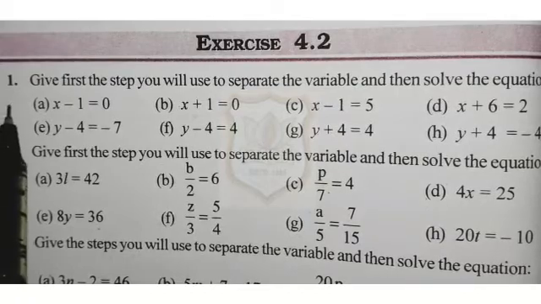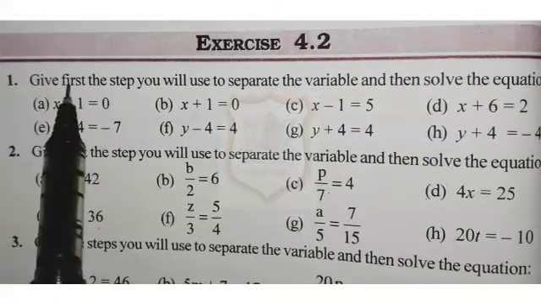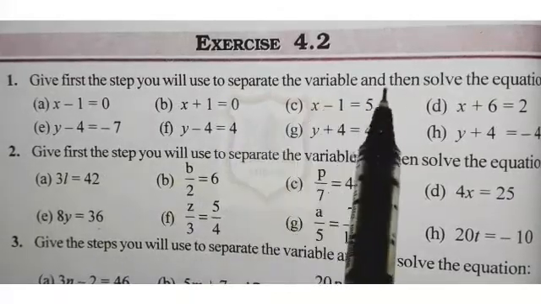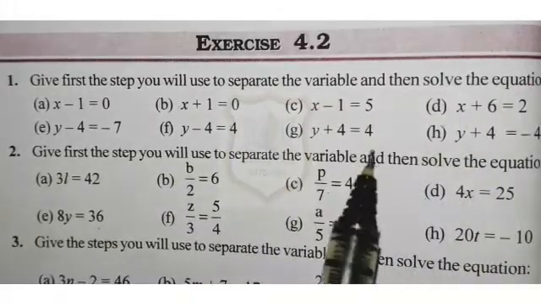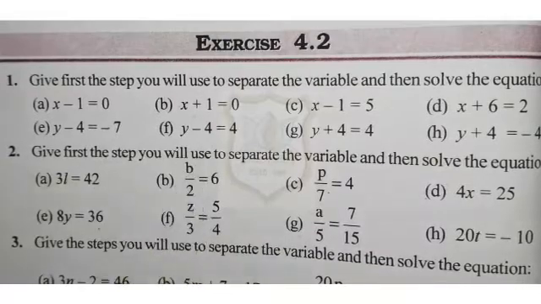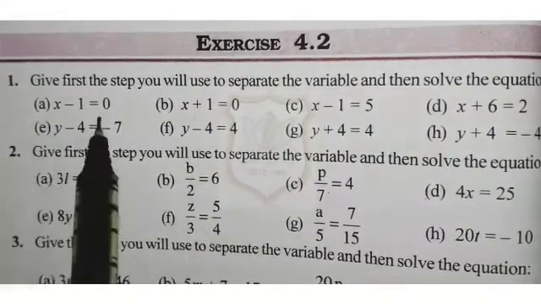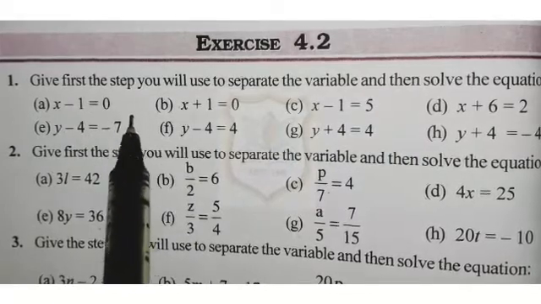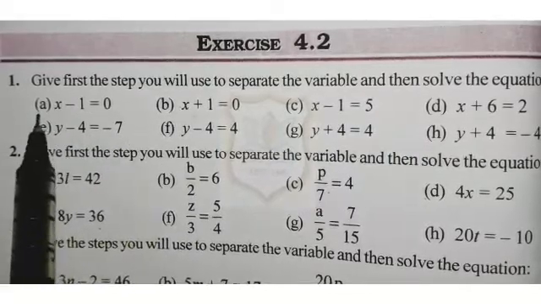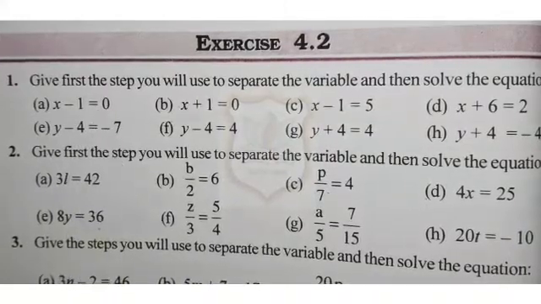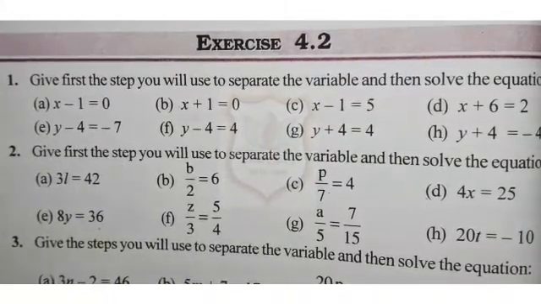First question of exercise 4.2 is: give first the step you will use to separate the variables and then solve the equation. It means first you have to separate the variable from the constant term and then you have to find out the value of the variable. A part is x minus 1 is equal to 0. So let's solve A part of question number 1.